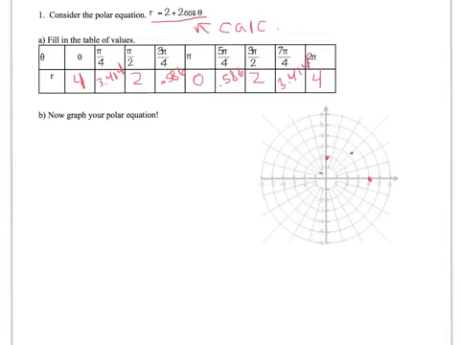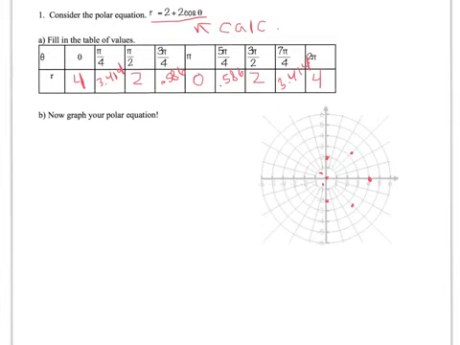When I rotated pi, I walk out 0, so now I'm back at the origin. When I rotate 5 pi over 4, 225 degrees, again I walk out 0.586. 3 pi over 2, I walk out 2 again. So I rotated 3 pi over 2, I walk out 2. 7 pi over 4, I walk out a little more than 3. And then at 2 pi, I'm back to 4.